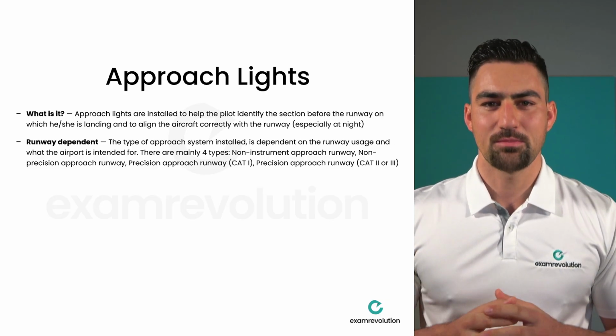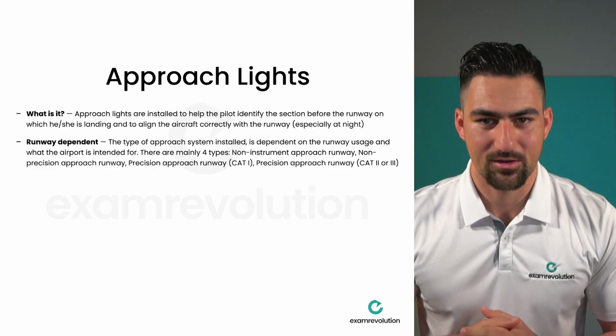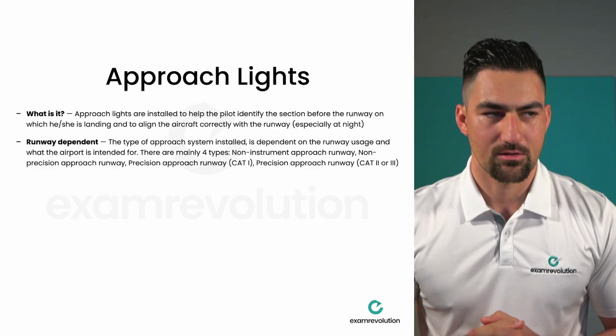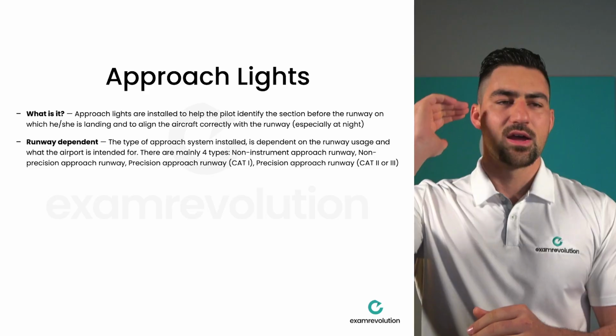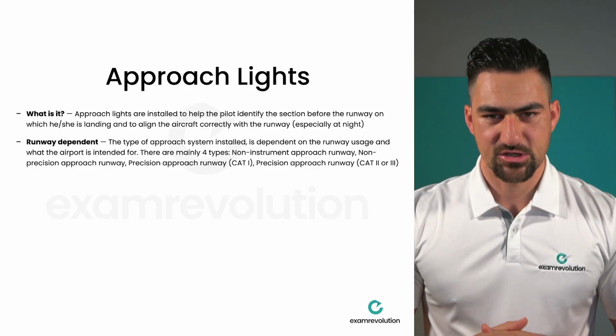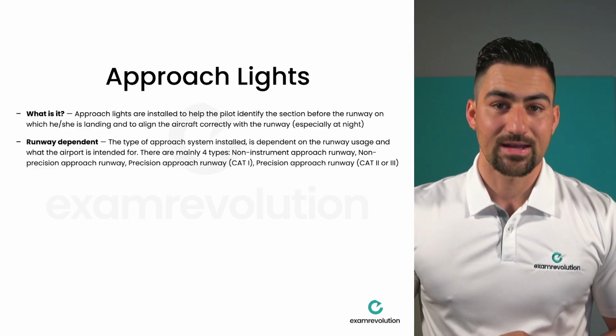Now that would obviously be the runway with the best lights, right? Because the worst conditions is found when you fly that precision approach into that runway. So the lowest category of runway that you get is non-instrument approach. Highest that you get is category 3 precision approach runway. And we're going to look at the approach light according to those runway categories.